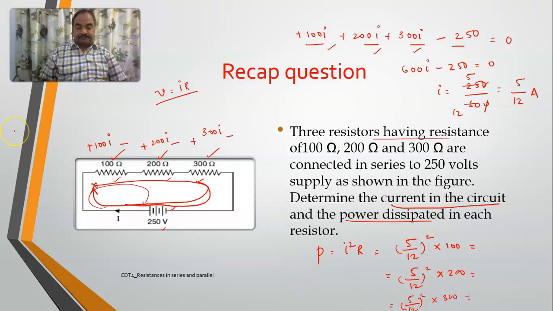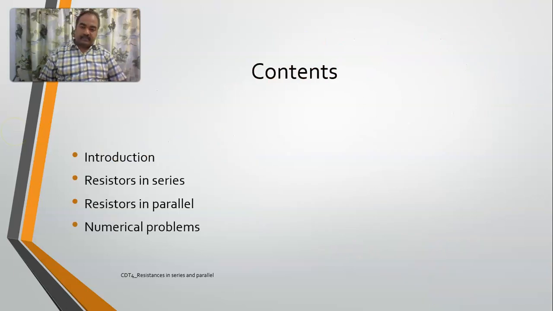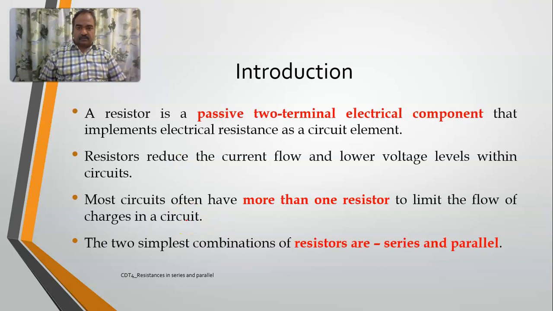Okay, so now let us move on to determining the equivalent resistance, when we have too many resistors in series and parallel. I'll start with the basic introduction, and then we'll move on to resistors in series and parallel, and then to simple numerical problems. As already said in the previous classes, a resistor is a passive two-terminal electrical component which implements electrical resistance as a circuit element. Resistors are meant for reducing the current flow and lowering the voltage levels within circuits.